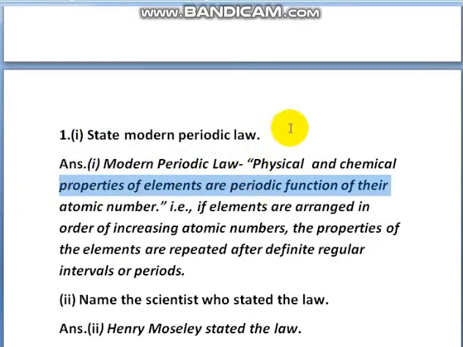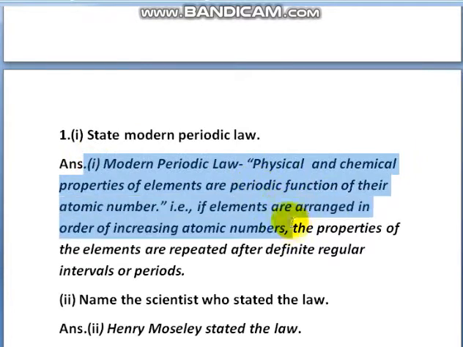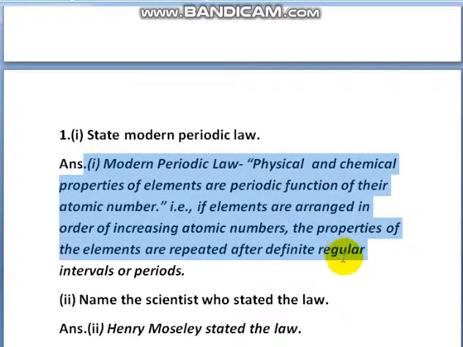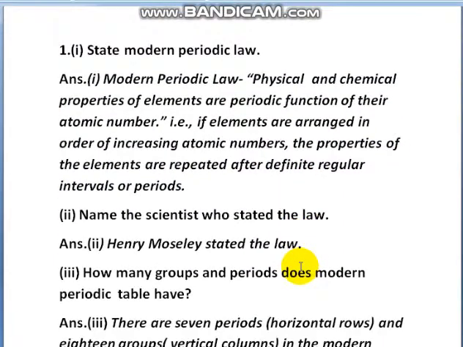So what is the modern periodic law? Modern periodic law states that physical and chemical properties of elements are a periodic function of their atomic number, i.e. if elements are arranged in order of increasing atomic number, the properties of the elements are repeated after a definite interval of period. Okay, second one, name the scientist who stated the law.